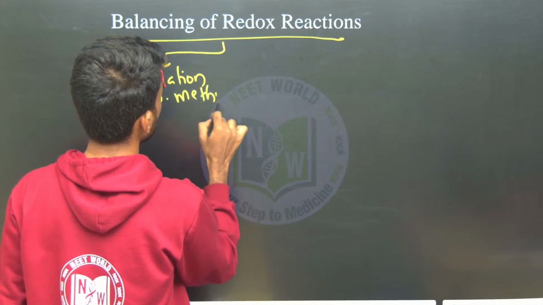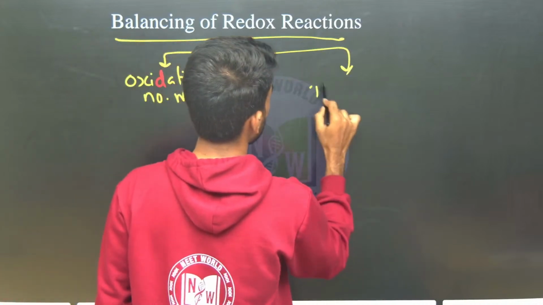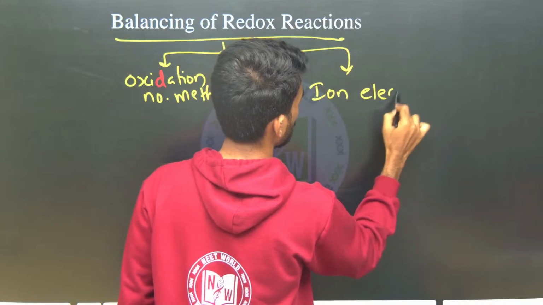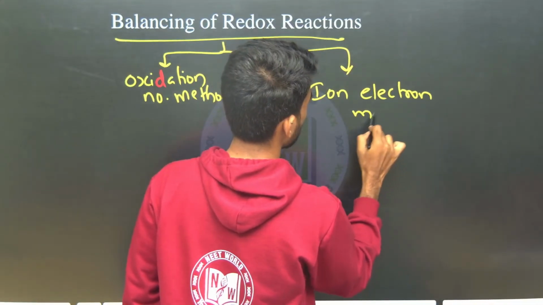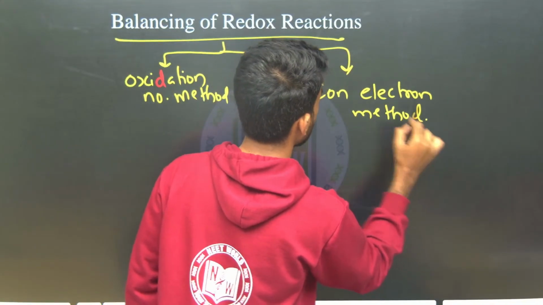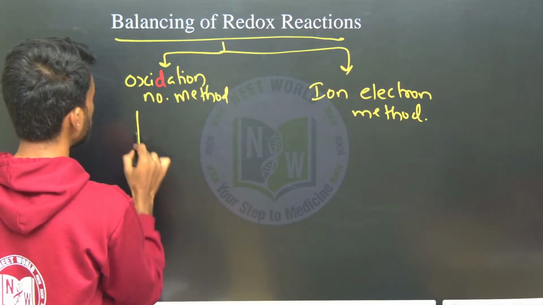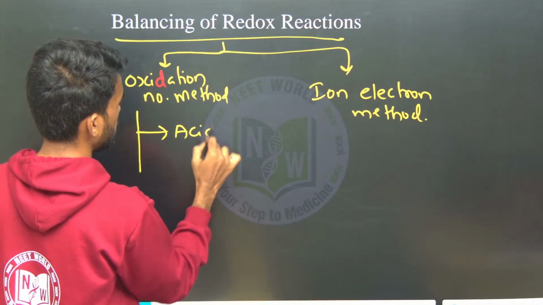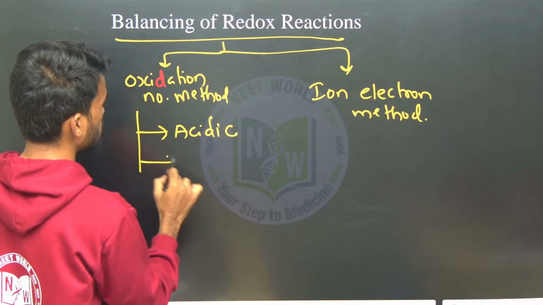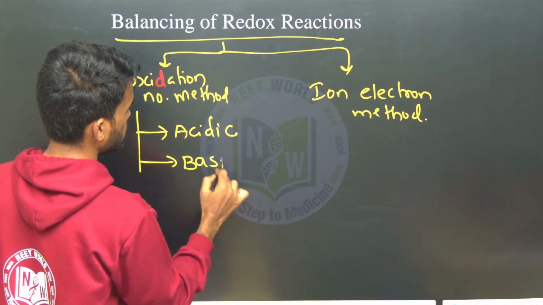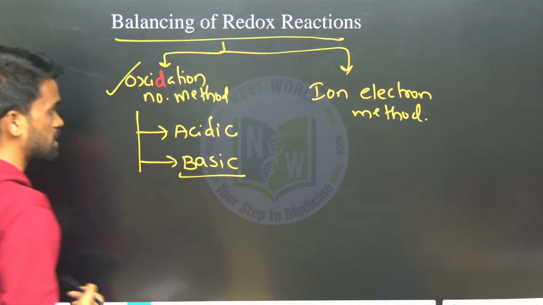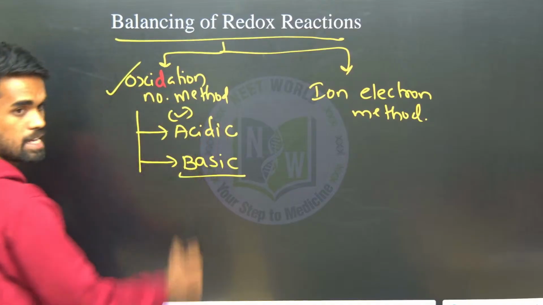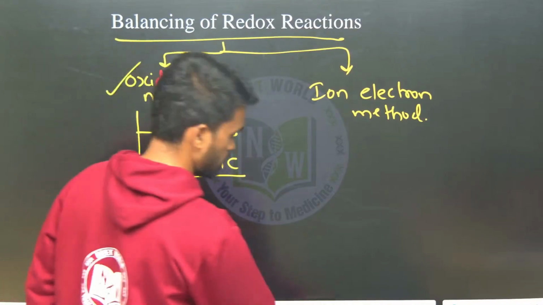Method and ion electron method. Again, in this we need to do balancing in acidic medium as well as in basic medium. So first of all we will start this oxidation number method with acidic medium, then followed by basic medium.